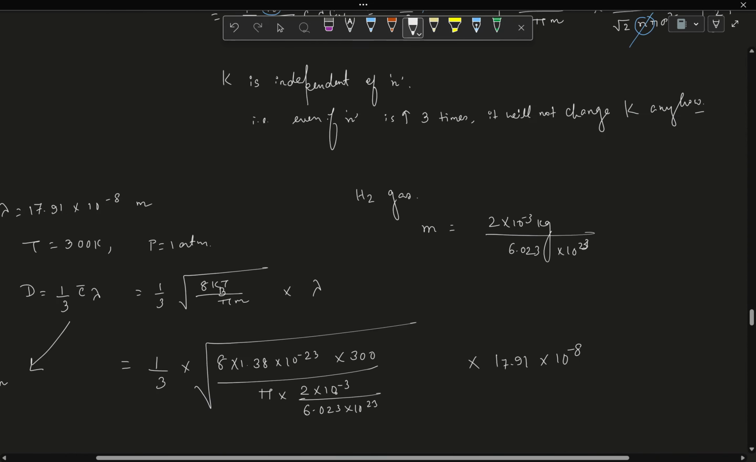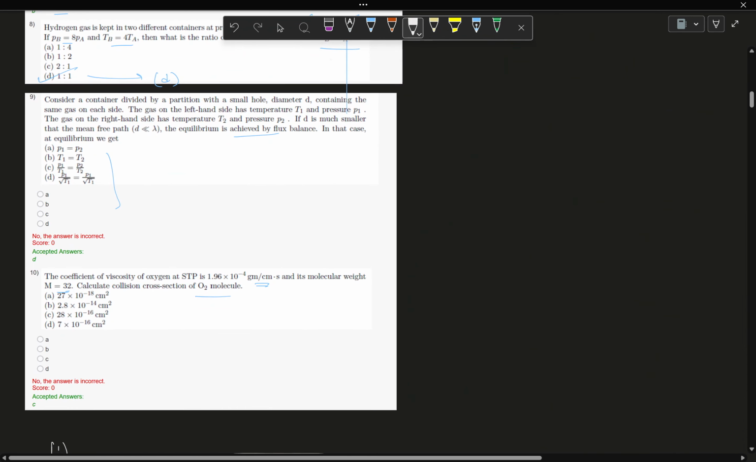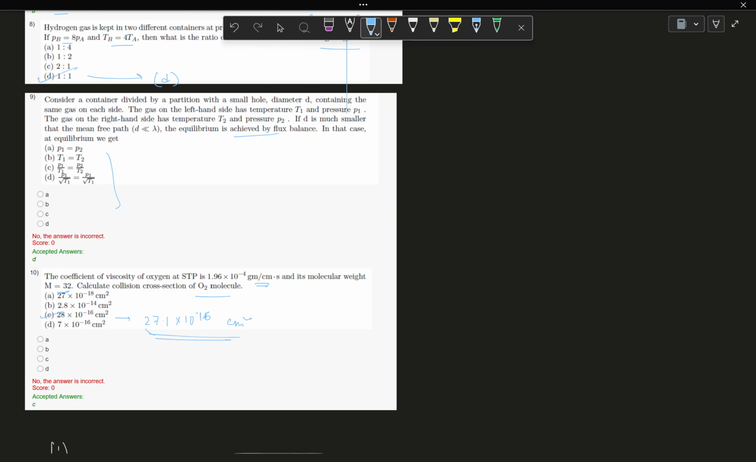Now let us check with the options given. Yes, 10 to the power minus 16 was our order, and the closest answer you have is C. In the options it is given as 28, but we obtained 27.1. It does not matter, because this little difference may come from the decimal places of accuracy you have chosen, but it is close enough to tell that this is the answer we are getting. So this is also the correct answer. The correct answer is C.